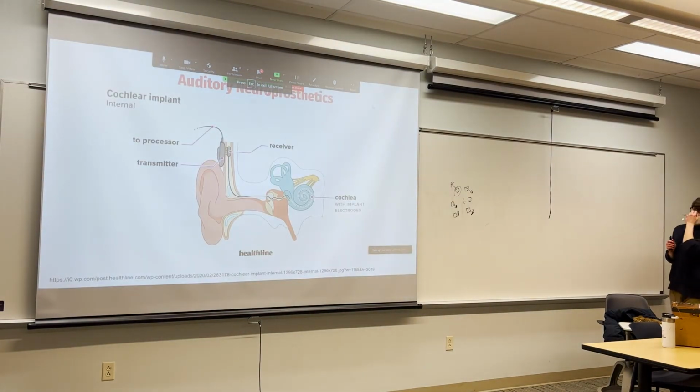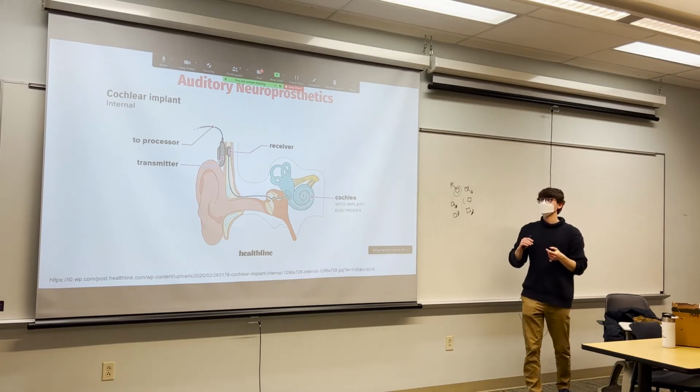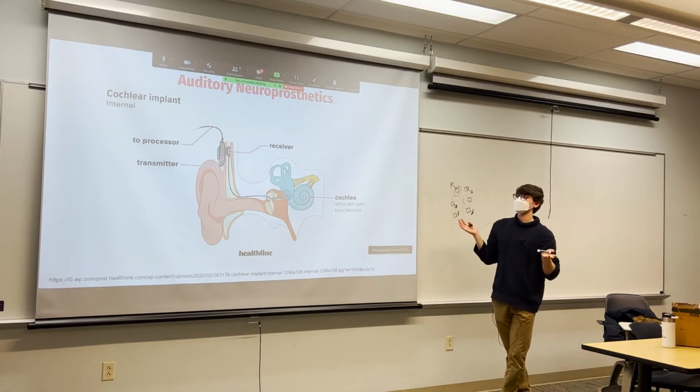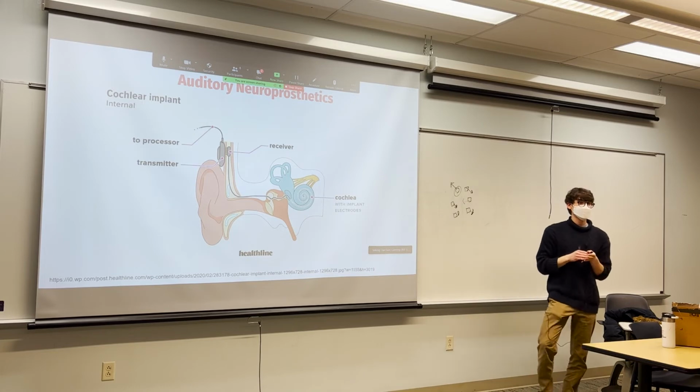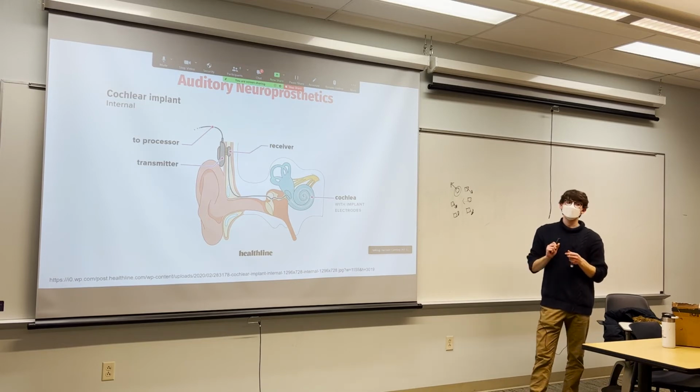So this one might be interesting for us at RIT because auditory neuroprosthetics is just another word for cochlear implants. That's the primary type that's being looked into. There are some that stimulate directly onto the brain, but these work a lot better.